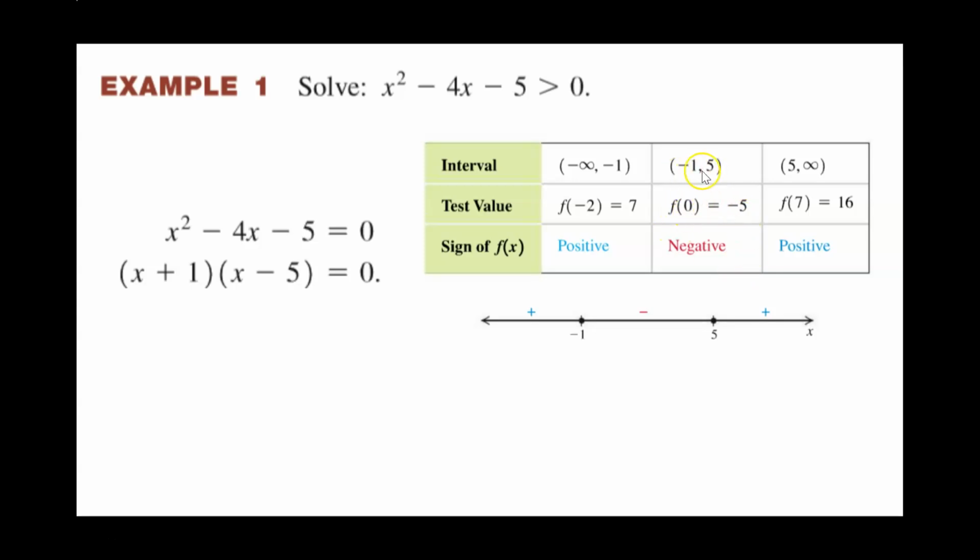The 0 in this interval gives us negative 5, which doesn't make sense here because negative 5 is not greater than 0. So this is the only interval we could put a big X on, because we're not going to use it. So the answer for this particular one is the interval of negative infinity to negative 1, and then from 5 to positive infinity.